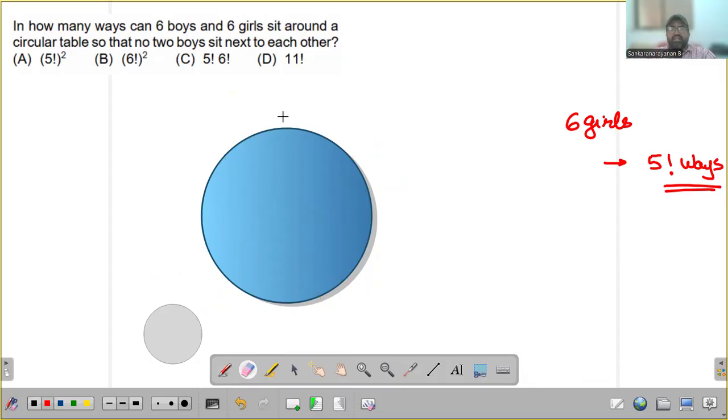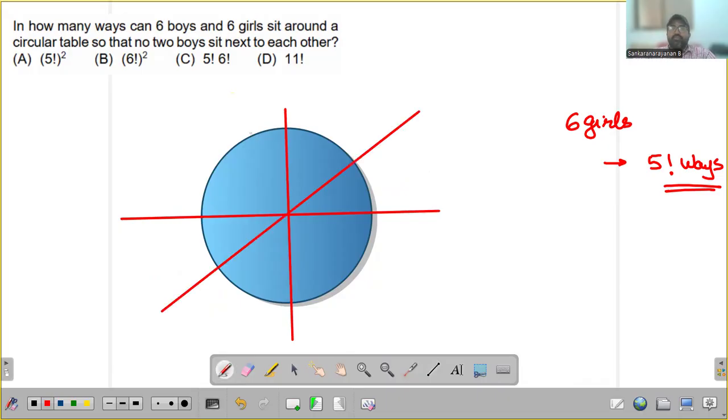Okay. So those 6 girls, 1, 2, 3, 4, 5, 6. I'm just saying those 6 girls can be arranged around a circular table all together in 5 factorial ways. Done. So you have finished arranging these 6 girls.